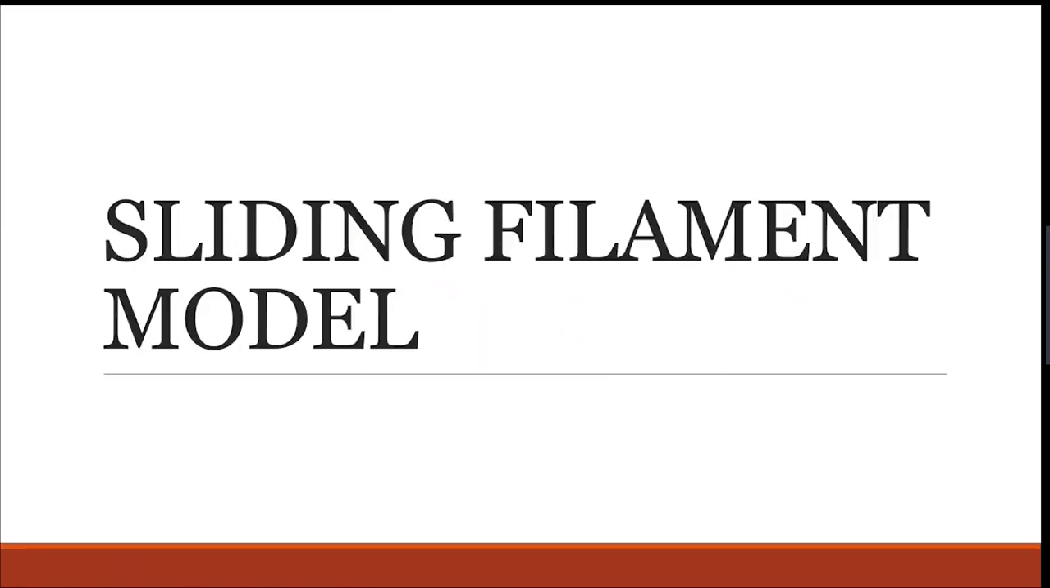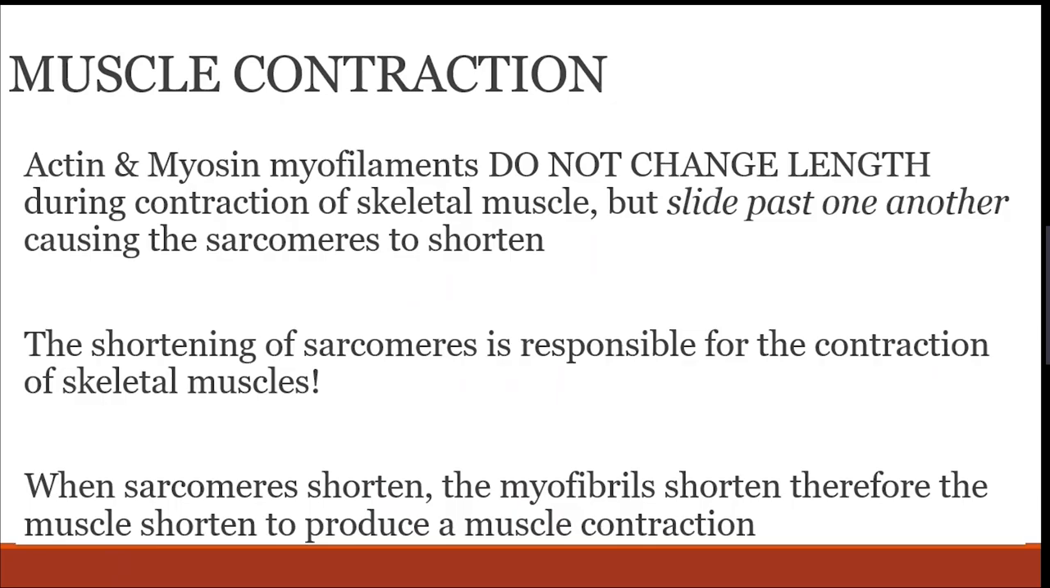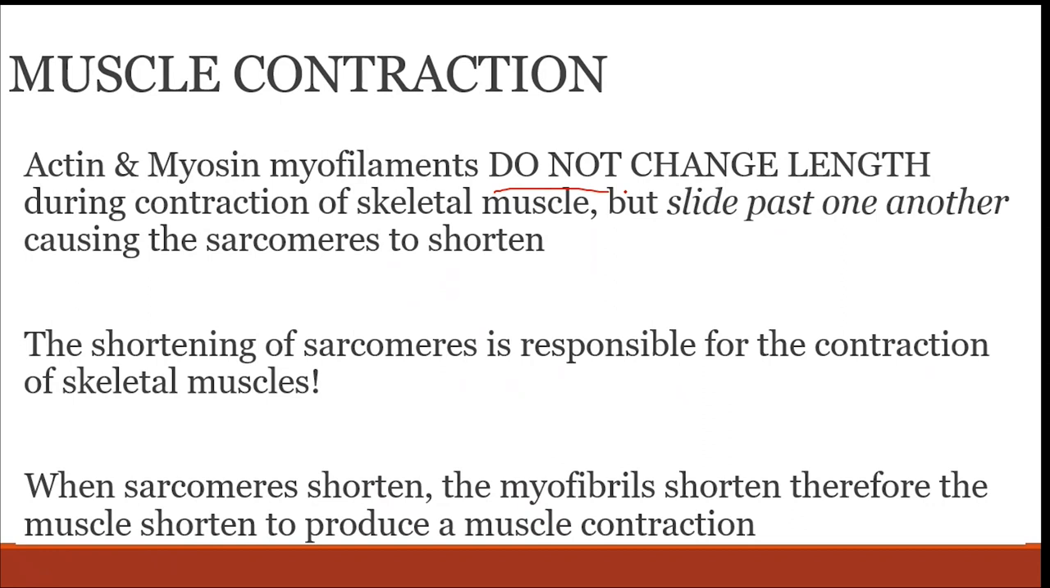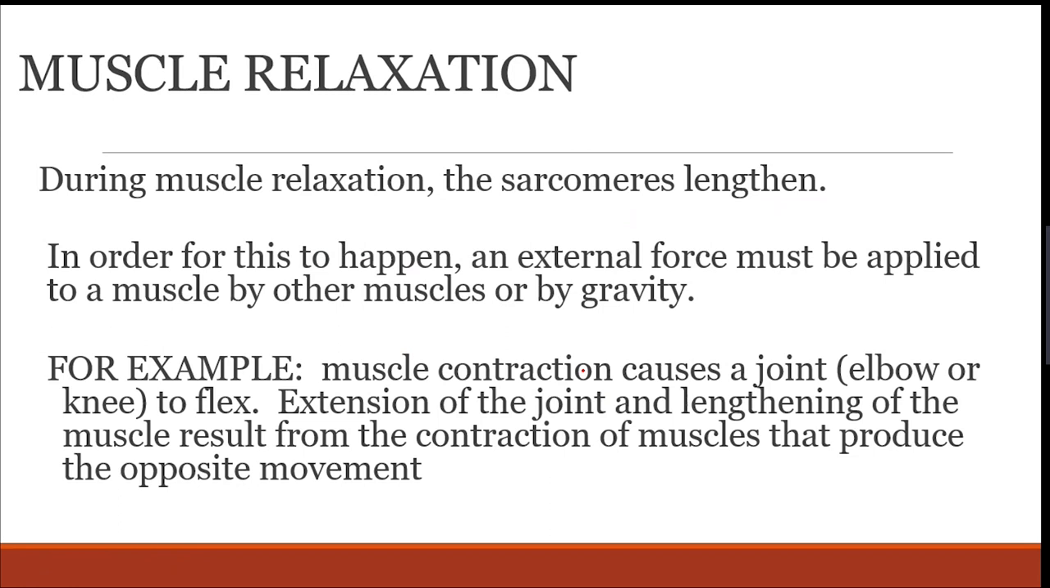There we go. So the first thing we're going to look at is the sliding filament model. So what is that exactly? Well, when we're talking about the sliding filament model, we're referring to the fact that the actin and myosin don't change length, they slide over the top of each other. That's the sliding filament model. The sarcomeres shorten, but the actin and myosin do not. They don't change length.